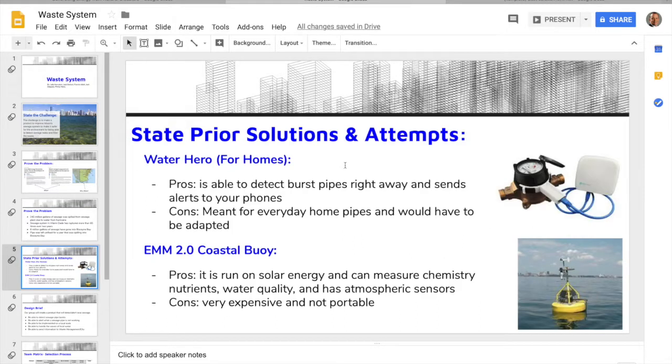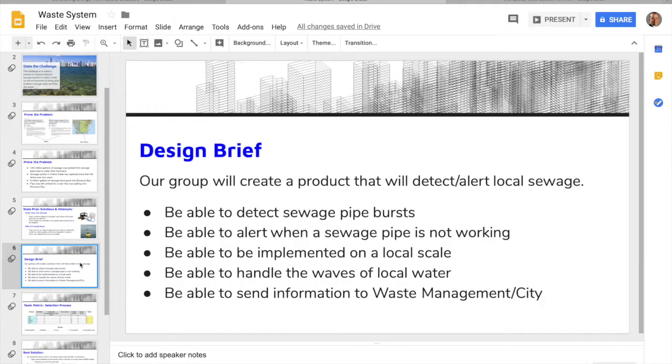Followed by prior solutions and attempts. And as you can see, here's a little more detail and a breakdown of what specific mechanisms tried to identify the problem and address the problem, as you can see from these two images. Followed by a more specific design brief. Our group will create a product that will detect and alert local sewage.